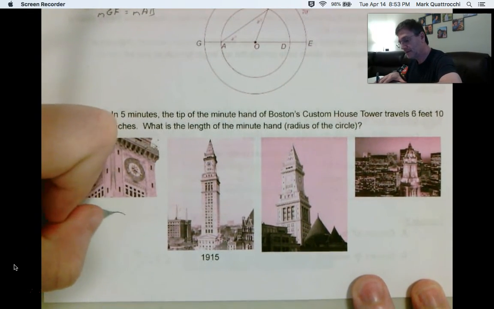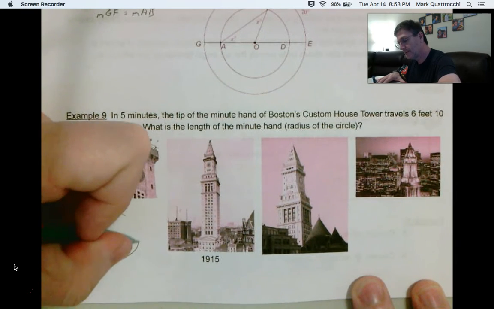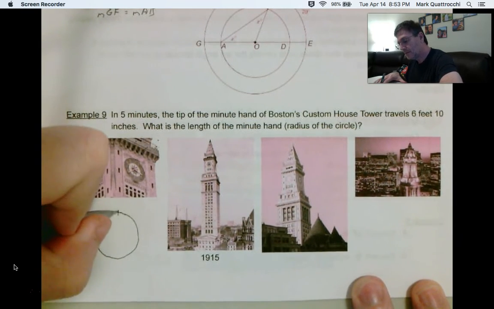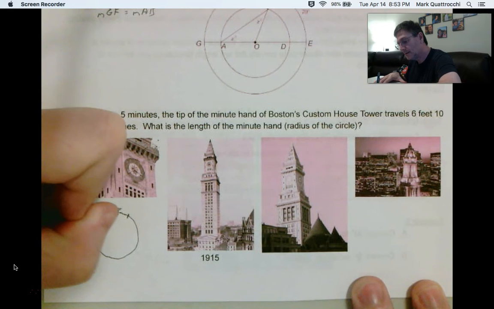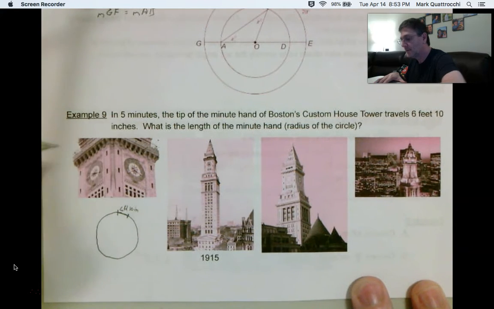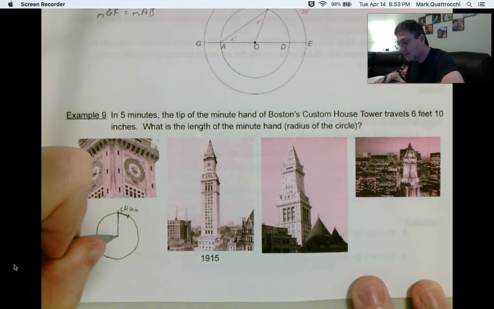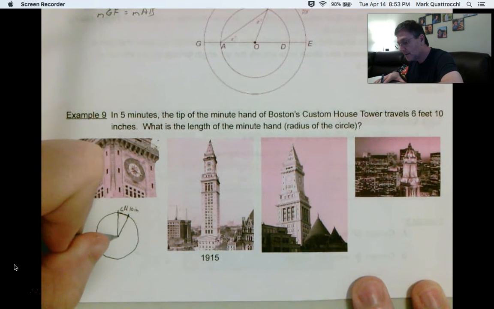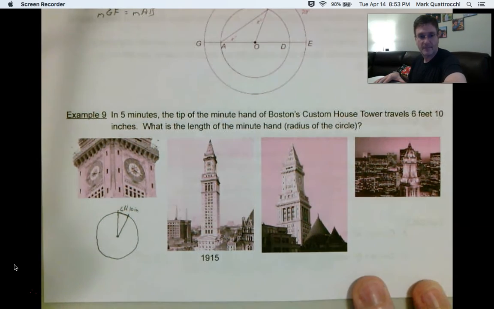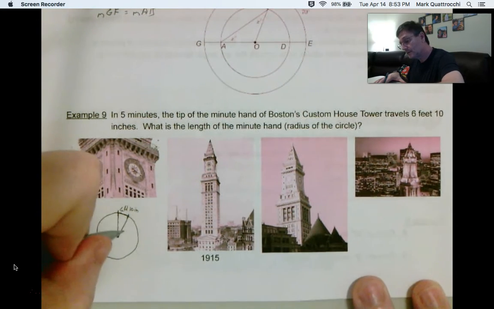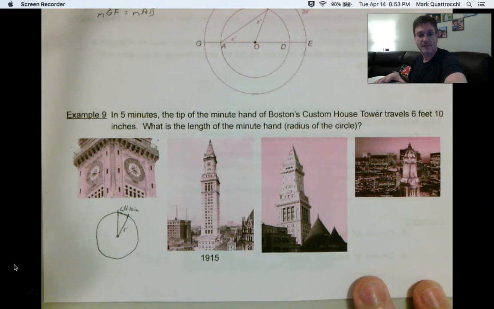So let's take a look now at the clock face. As it goes from the 12 to the 1, this is 6 feet, 10 inches. What we want to know is what's the length of the hand, the minute hand. And really, what is that asking? It's asking what's the radius of this circle.